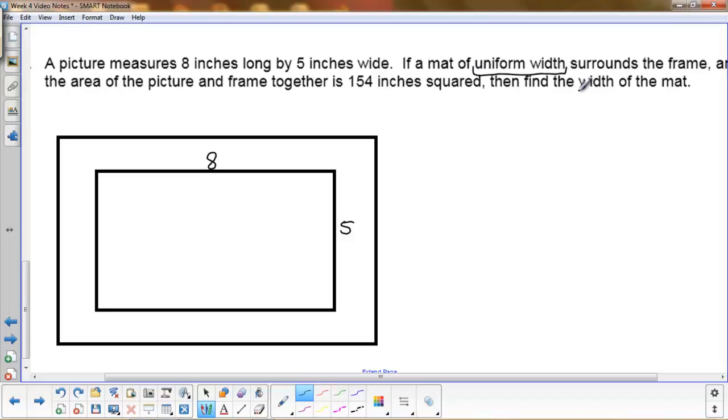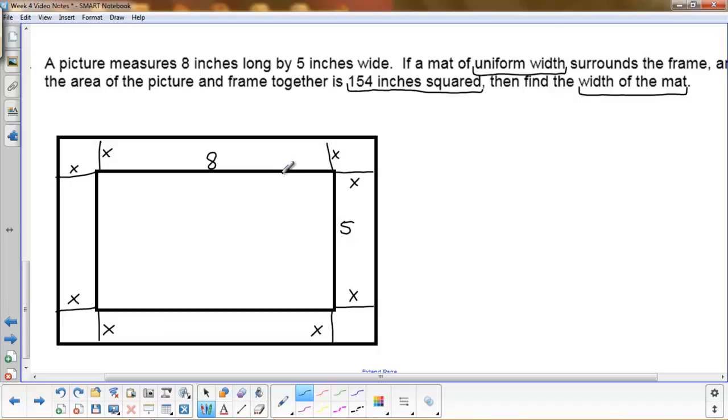We don't know what the width of the mat is, so that's an unknown value, but we know that no matter where it is, it's always going to be the same distance, whether it's here, here, here, here, or anywhere around the edge of the picture. Since we don't know what that is, we're just going to call it x. So now we can start to see what's happening here. The key to this problem is understanding what the 154 inches square actually represents.